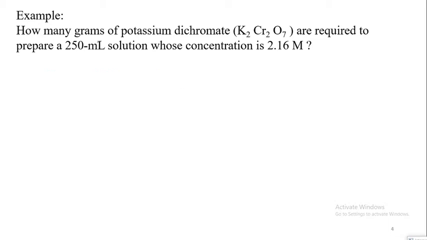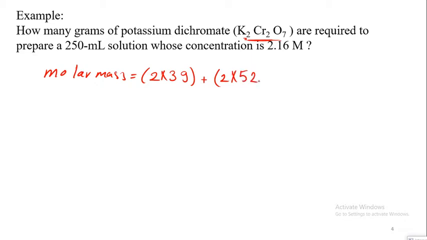Let's take an example. How many grams of potassium dichromate are required to prepare 250 ml solution whose concentration is equal to 2.16 molar? First, I need to calculate the molar mass of potassium dichromate. The molar mass would be equal to 2, I have 2 potassium atoms, so 2 multiplied by atomic mass of potassium, which is equal to 39, plus for chromium it is 2 multiplied by 52, and I have 7 oxygen atoms. This means I have to multiply 7 by 16. The sum of that is equal to 294 grams.